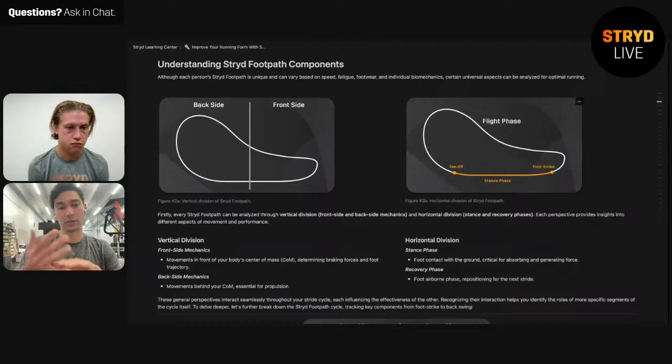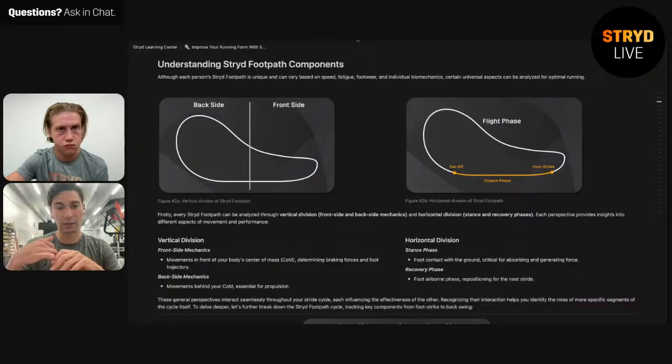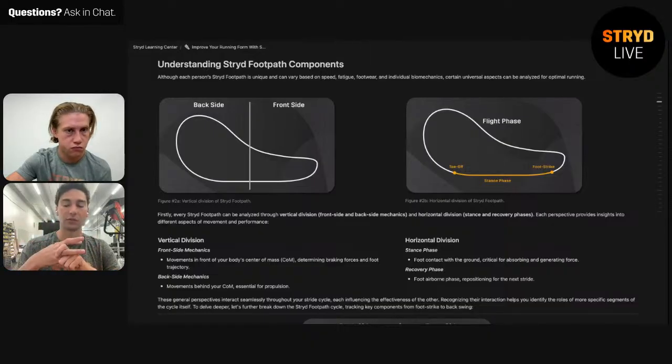And then horizontal division is looking at stance phase, so the time that you're on the ground, which is important for impact absorption and generating force, and then recovery phase, which is that flight phase white line above, which is when your foot's not contacting the ground, and that's going to be more repositioning for the next stride and making sure you're getting effective ground strike.